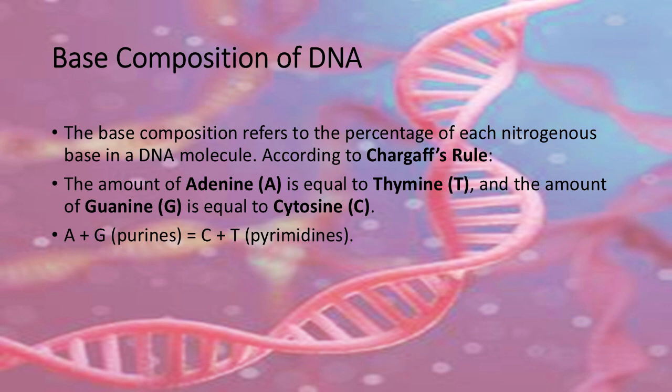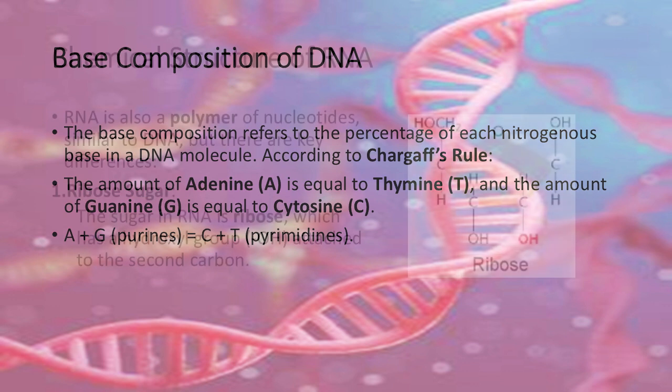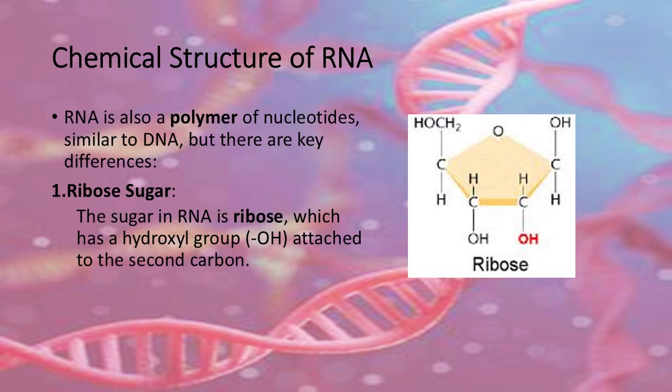Base composition of DNA. The base composition refers to the percentage of each nitrogenous base in a DNA molecule. According to Chargaff's rule, the amount of adenine, A, is equal to thymine, T, and the amount of guanine, G, is equal to cytosine, C. A + G (purines) equals C + T (pyrimidines).